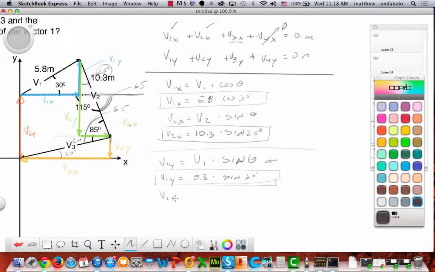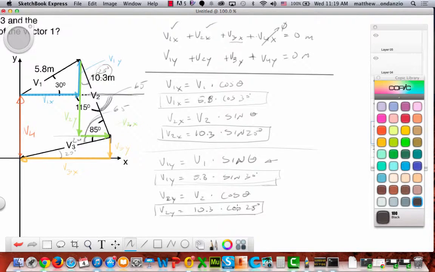What's V2y, guys? V2y, upper level equation. V2y is 10.3 times cosine. Beautiful. So V2y is equal to 10.3 times the cosine of 25 degrees. So there's another value. Okay?